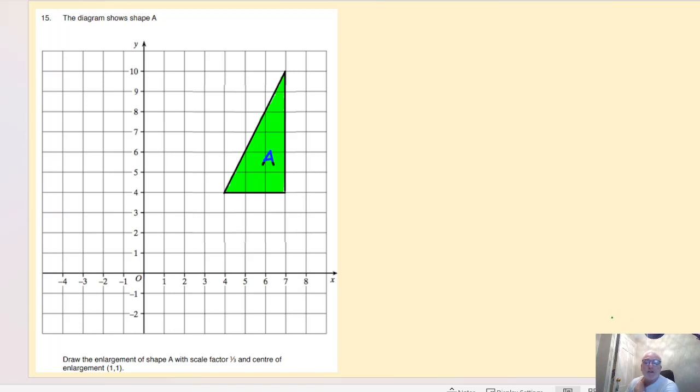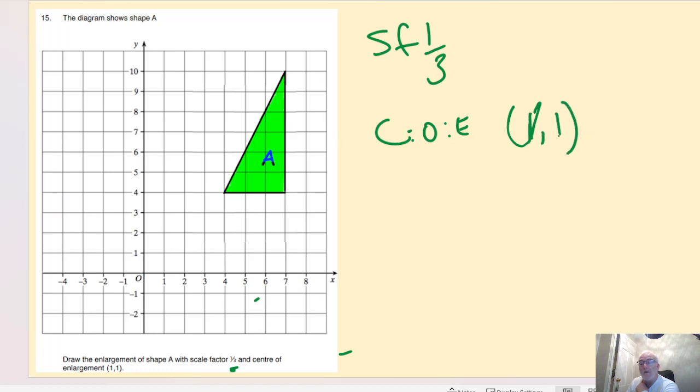If I've got a scale factor that's a positive number, it's going to get that many times bigger than where we currently are. Okay, so on this one, the question says draw the enlargement of shape A with scale factor 1/3. So my scale factor is 1/3, and centre of enlargement 1, 1. So it gives me my centre of enlargement as being the point 1, 1.